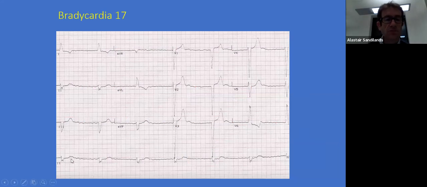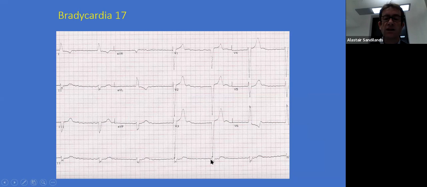Okay, so bradycardia, 1, 2, 3, 4, 5, 6, 7, 42 beats a minute. So bradycardia. The QRS is definitely broad. Broad QRS. If it's broad, we go up to V1. Yep, we can see that there's a broad, it looks like a left bundle branch block pattern.